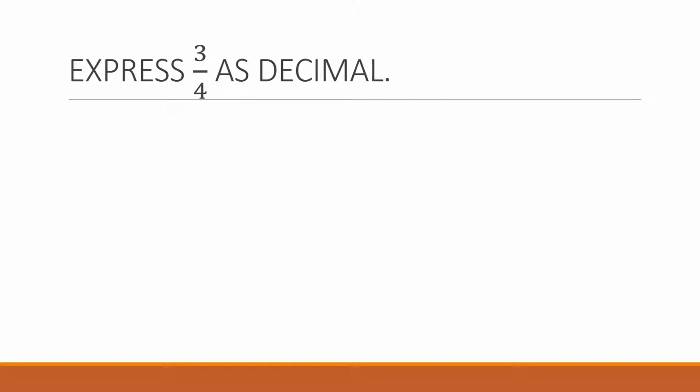We all know that 3 over 4 can also be written in the form 3 divided by 4, wherein this 4 is our divisor and this 3 is our dividend. If you are already in this form, you can now express the fraction as a decimal. But 3 divided by 4 cannot be done, so we cannot divide 3 by 4.